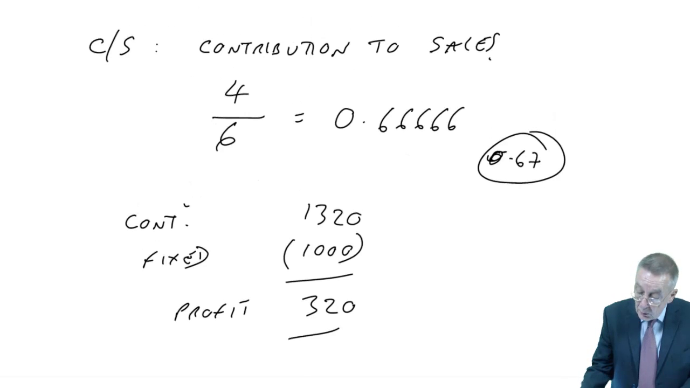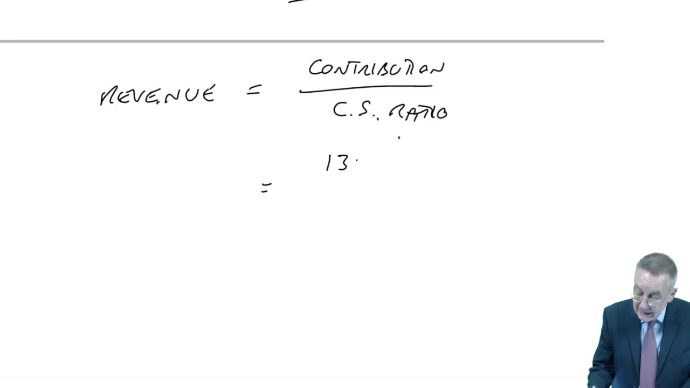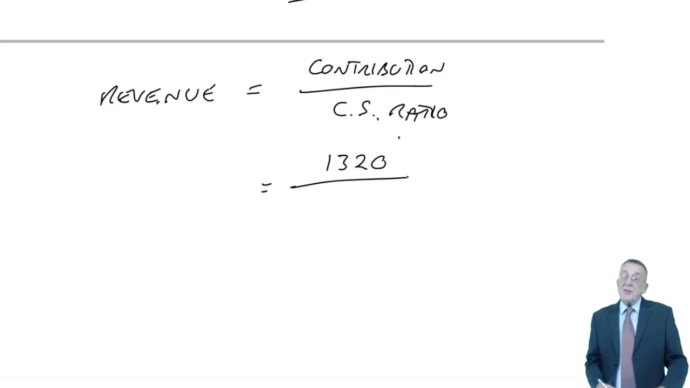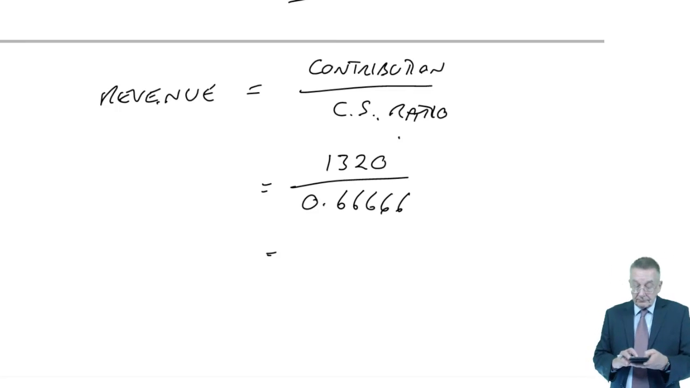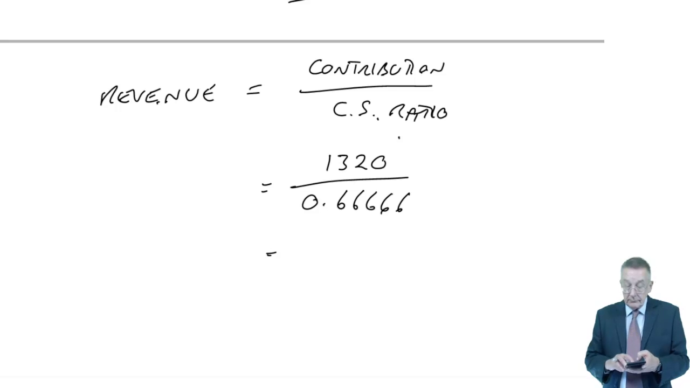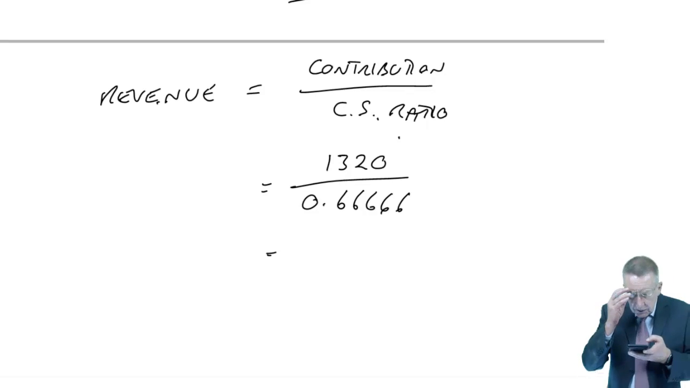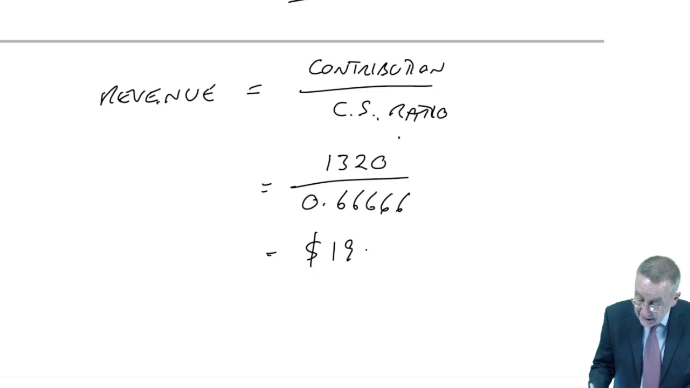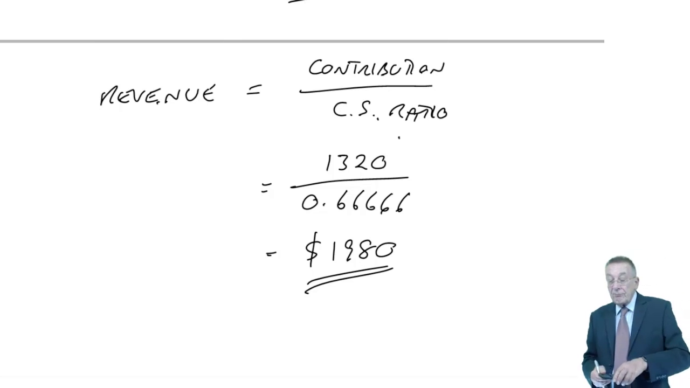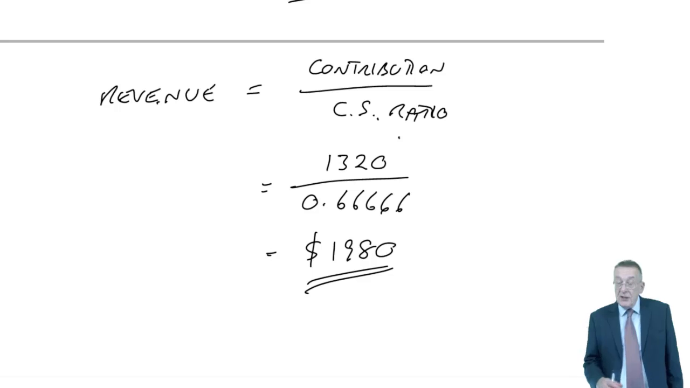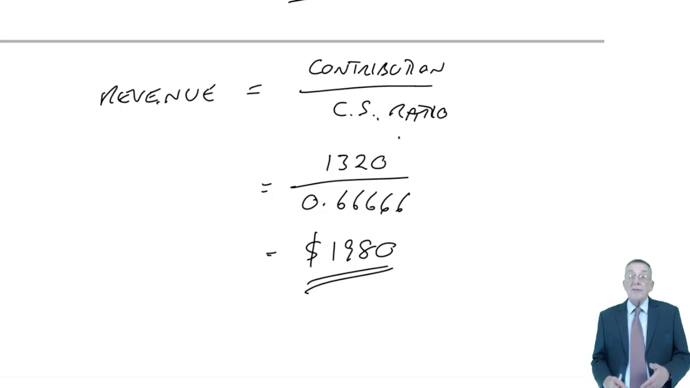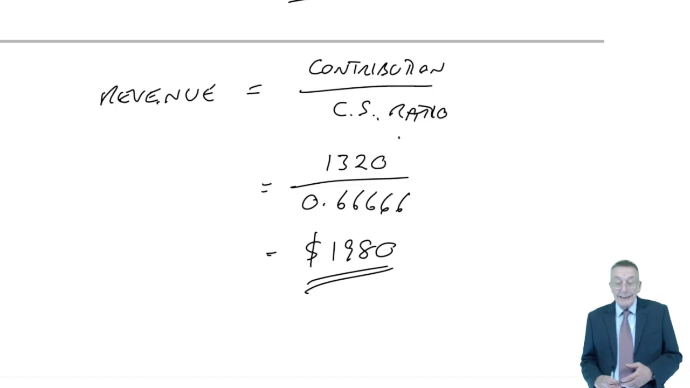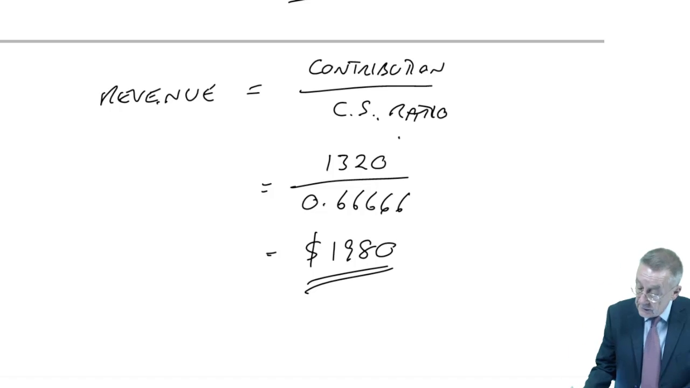We know the contribution we want, 1,320. We know what the CS ratio is, 0.6666666. And if you divide, it comes to 1980. If we have revenue of 1980, we will end up making a profit of 320. And of course I can check it. It doesn't take a minute to check.